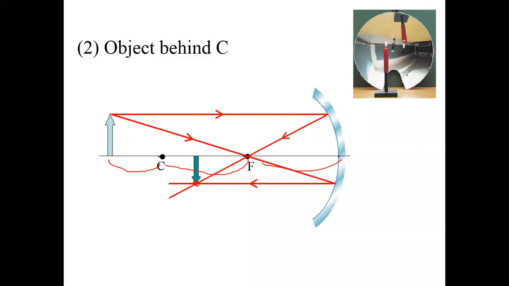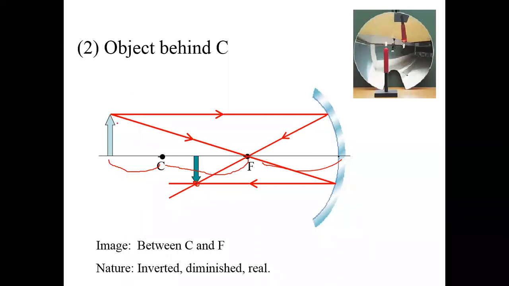And as you see, what is the size of the image? It is smaller than the object, and it's going to be between C and F. It is going to be real, inverted, smaller than the object, or diminished. When you see diminished, it means smaller. When you see inverted, it means upside down. When you see real, it is going to be in front of the mirror where the light rays merge.